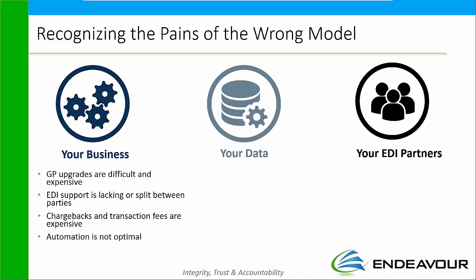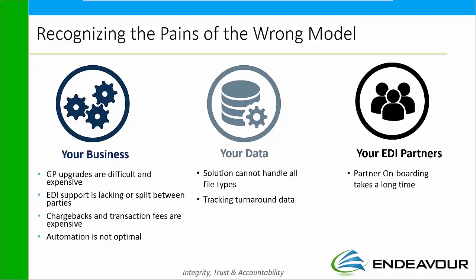Automation is not optimal, so you're clicking buttons, and you're not getting alerts that may be needed. The other thing with just your data, we talked about the different types of EDI communication, not only formal standards like ANSI X12 and EDIFACT, Tradecoms as you start to get international, but maybe XML or flat files, all things that become very critical. Again, turnaround data.